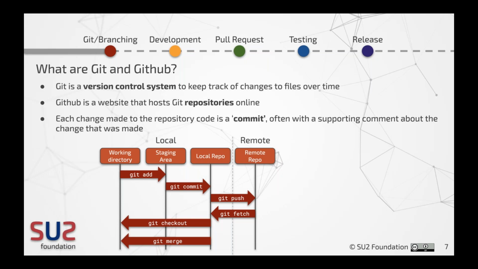So you make some changes to your code, and then you add these changes to the staging area. Then after a couple of changes that you made, you can just put them together in a commit. You commit these changes to your local repository. And then at some point you can say, okay, I want to make these changes public, and you can push them to the remote repository, which is hosted on GitHub.